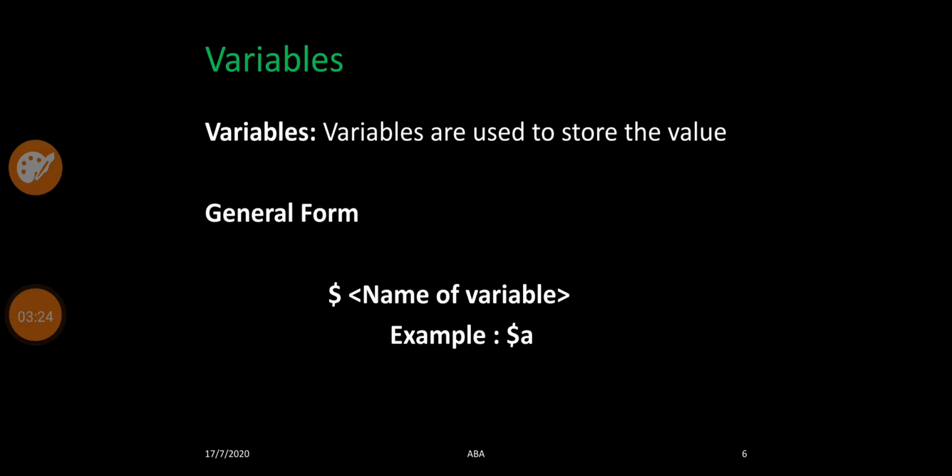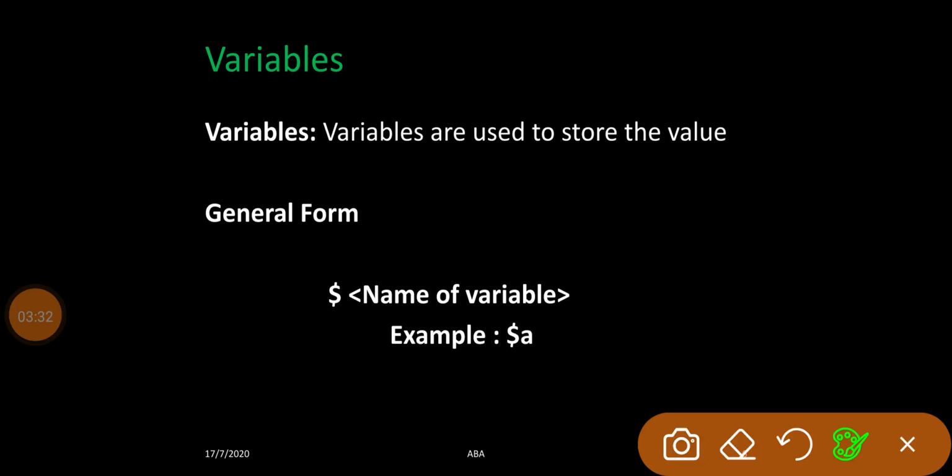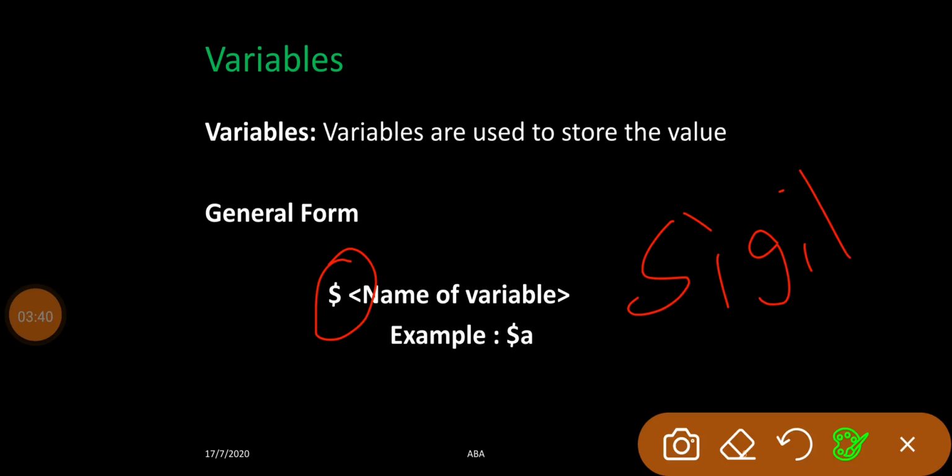Now, what is a variable? A variable is used to store values. The general form of the variable uses the dollar symbol. Dollar is called a sigil. If you want to declare any variable in PHP, before the variable name you should use the sigil symbol.